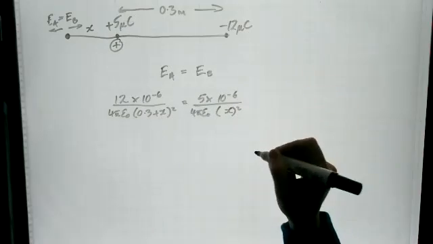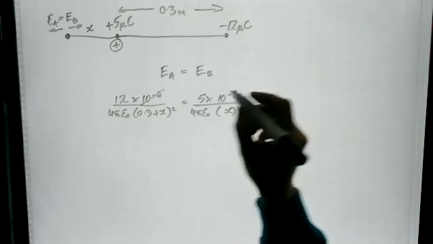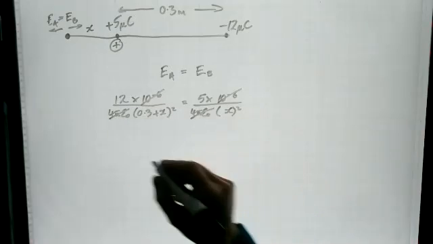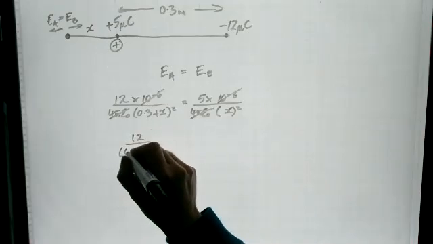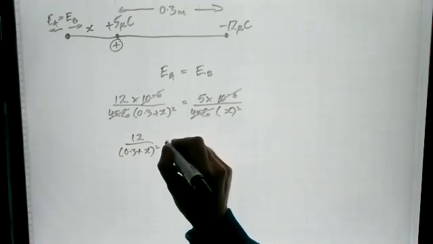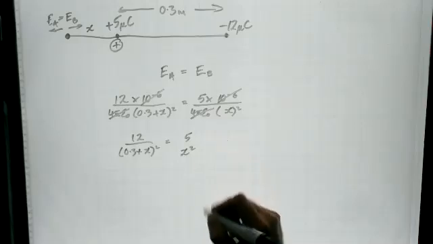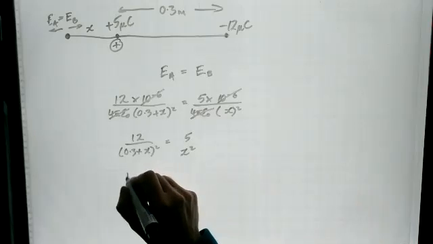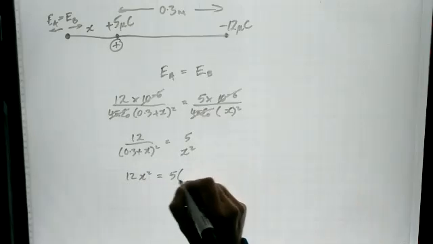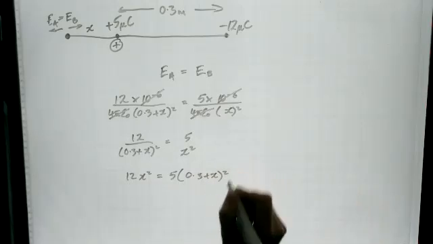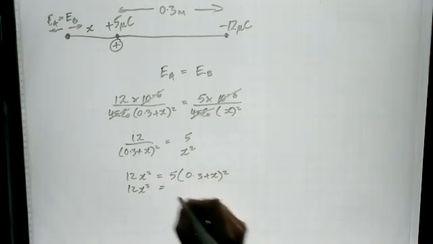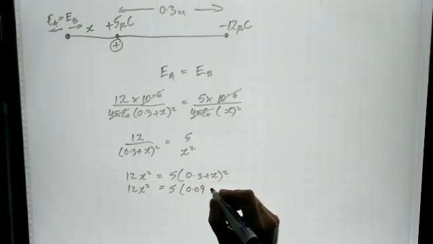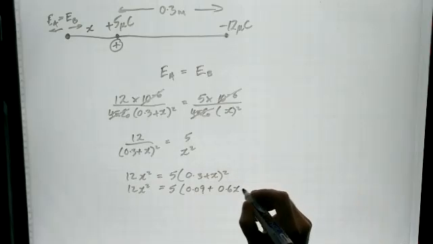So you need to do the cancellations. 10 to the minus 6 cancels with 10 to the minus 6, and the 4 pi permittivity cancels on both sides. Then we just solve the algebra. 12x squared equals 5 times (0.3 plus x) squared. Expanding the bracket: 0.3 by 0.3 is 0.09, plus 0.6x, plus x squared.